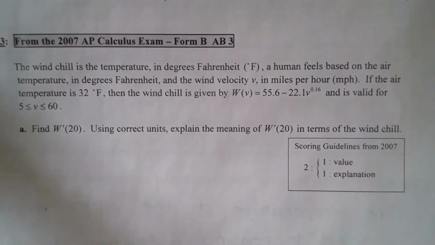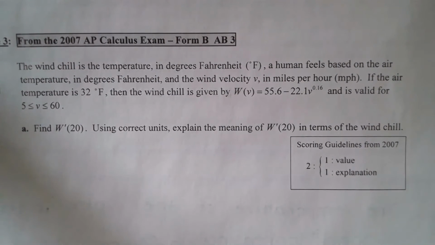We'll probably see this question again when we get to related rates, which is 4.6. This is just a small snippet of the question. So the wind chill is the temperature in degrees Fahrenheit a human feels based on the air temperature in degrees Fahrenheit and the wind velocity in miles per hour. If the air temperature is 32 degrees Fahrenheit and the wind chill is given by W of V, and is valid from 5 to 60, find W prime of 20.